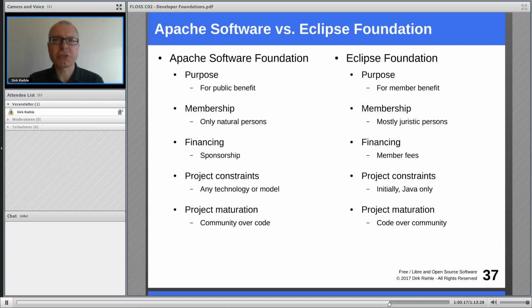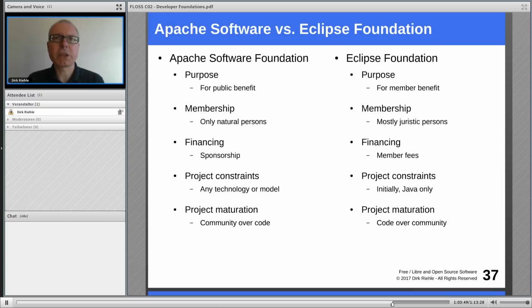The Apache Software Foundation accepts natural people. I'm not sure whether the Eclipse Foundation does that. It's mostly companies who are members of the Eclipse Foundation. So the Apache Software Foundation only accepts natural people. Apache doesn't really have membership fees. It gets sponsored. It's clearly not making nearly as much money as the Eclipse Foundation, which has a reasonable member fee price list and is making a fair bit of money there.